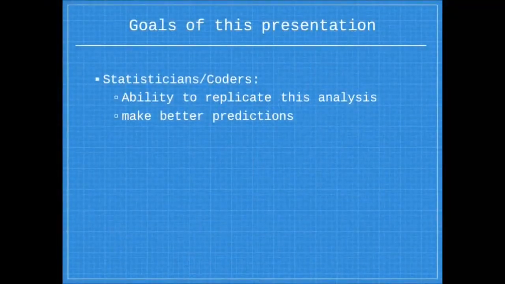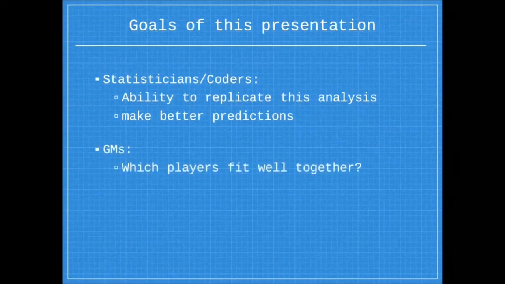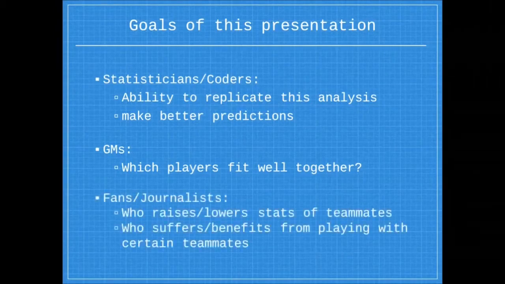The goals of this presentation: for statisticians and coders, hopefully you'll gain the ability to replicate this analysis and thus make better predictions. The decision makers among you might better know which players might fit better together. Say you have a franchise player who's really worried about grabbing his 10 rebounds a game. You might not want to bring in another guy that grabs a rebound away from your franchise player. And for general fans and journalists, it's probably interesting to know who raises and lowers stats of their teammates, and also who suffers or who benefits from playing with certain teammates.